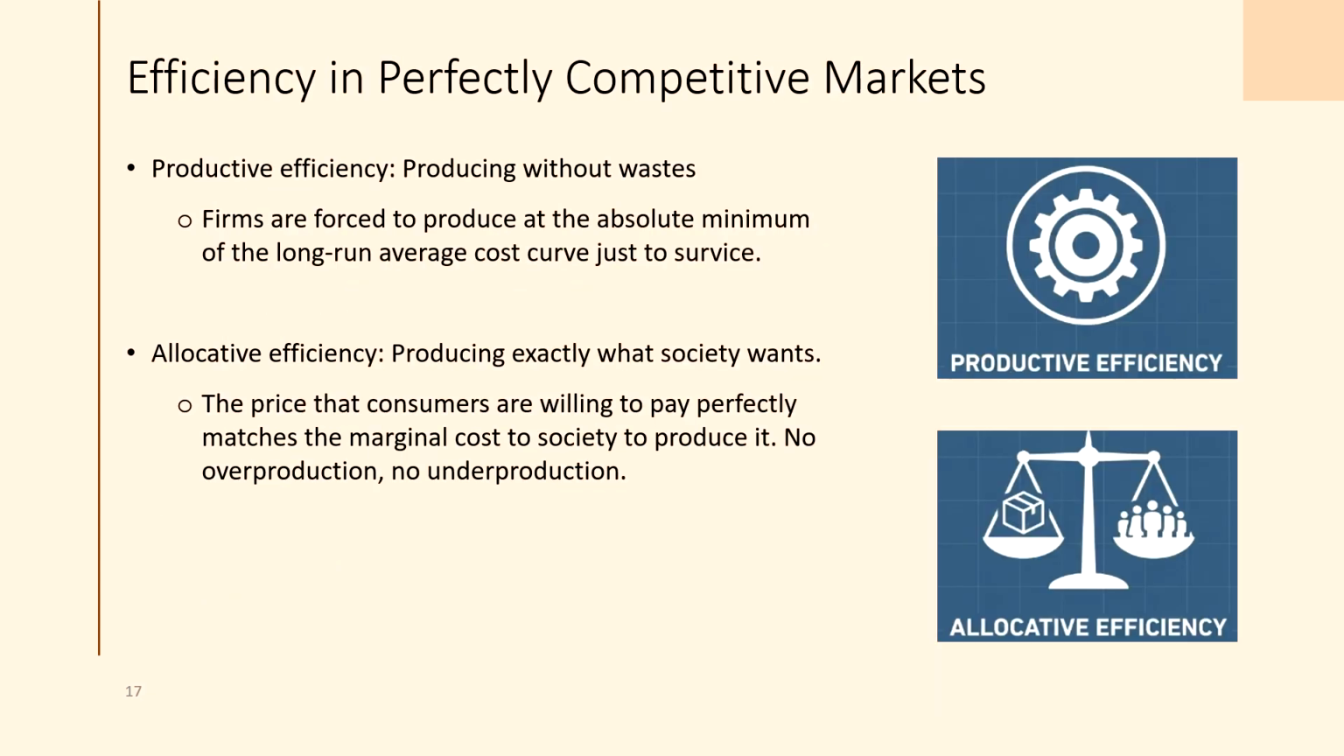Now let's connect all of these to efficiency. Perfectly competitive markets achieve two types of efficiency. They achieve productive efficiency because firms produce at the lowest possible cost. They also achieve allocative efficiency because price equals marginal cost, meaning resources are allocated to goods that consumers value most. There is no overproduction or underproduction.